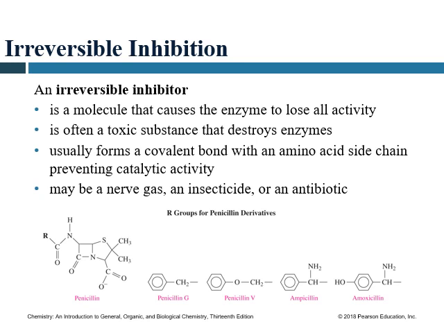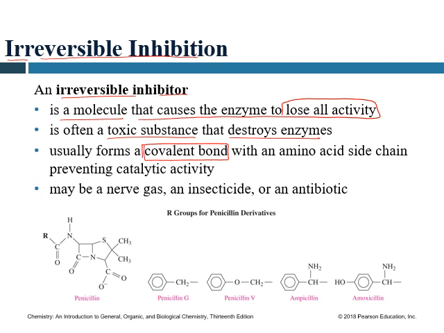Now let's talk about irreversible inhibition. What does irreversible mean? You cannot reverse. So an irreversible inhibitor is a molecule that causes the enzyme to lose all its activity, and is often a toxic substance that destroys the enzyme, meaning it is irreversible. Once this inhibitor binds to the enzyme, the enzyme loses all its activity, it's destroyed, dead, and it usually forms a covalent bond. This kind of bond is very difficult to break. Once the bond is formed, the enzyme is completely inactive, right? It's not active anymore. So what are examples of irreversible inhibitors? Some nerve gas, some insecticides, or some antibiotics. Those are a couple of examples of irreversible inhibitors.